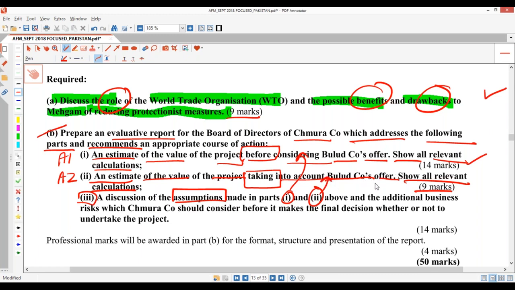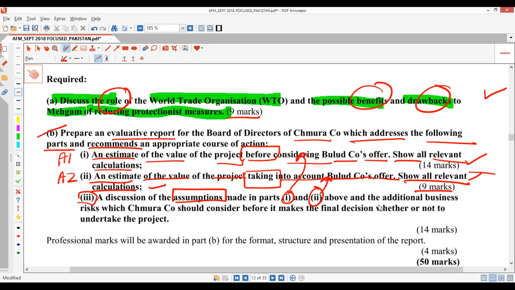Balut's offer. Let me fast forward and tell you, this is actually a put option valuation that we're going to do. Balut is offering to take over lock, stock, barrel after a certain number of years. So you have an option to abandon. It's going to be a valuation of a put. So what are the assumptions of the real options, for the put options? Show all relevant calculations.